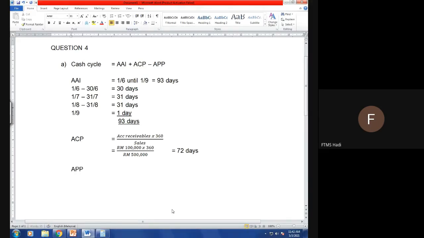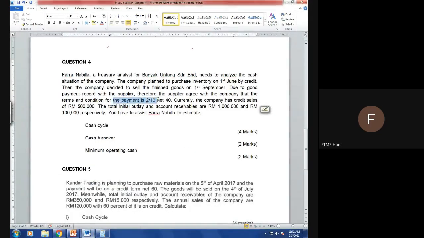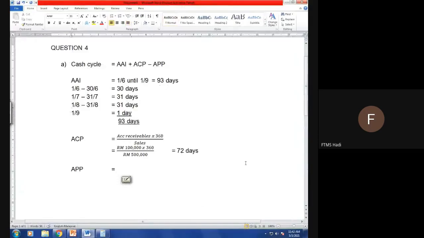And then the last one, APP. You don't have to do any calculation, you just refer to the payment terms, 2/10 net 40. We just take net 40, which is 40 days, because we are referring to the full period of payment. So therefore, CC equals, using this formula again, AAI plus ACP minus APP: 93 days plus 72 days minus 40 days.